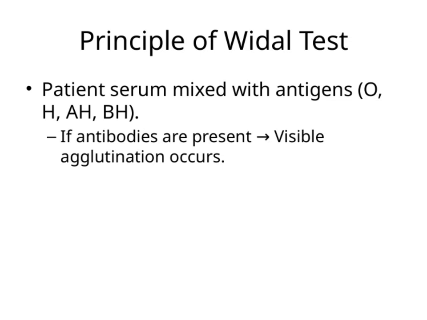Now let's look at how the WIDAL test works. When we take the patient's serum and mix it with specific antigens, such as O, H, AH, and BH, we are essentially testing for the presence of certain antibodies. If those antibodies are present in the serum, they will react with the corresponding antigens. This reaction causes visible agglutination, which means the particles clump together. That clumping is the key indicator that the test is positive.